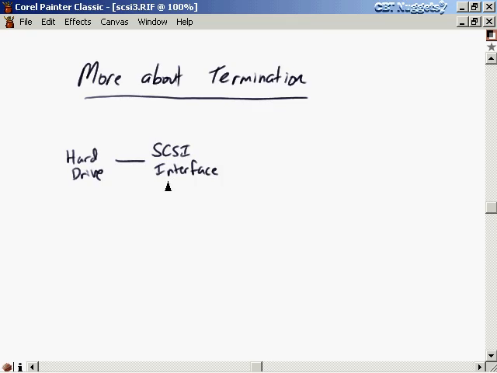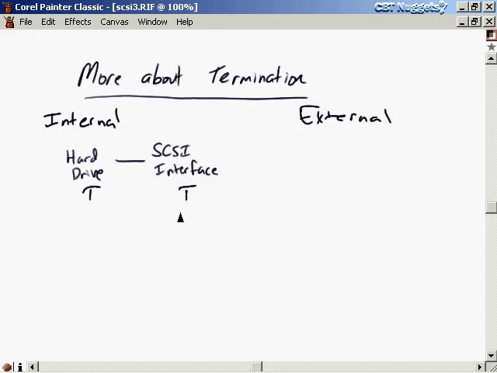Okay, so our SCSI interface here's like the simplest picture we could have. We've got our SCSI interface and we've got our hard drive. Now the SCSI interface is actually a device on the SCSI chain, so you have to terminate this as well as the hard drive. Both ends of the chain are terminated in this example. So let's say that stuff on this side of our picture here is internal devices, like inside the case of the computer, and stuff over here are external devices.